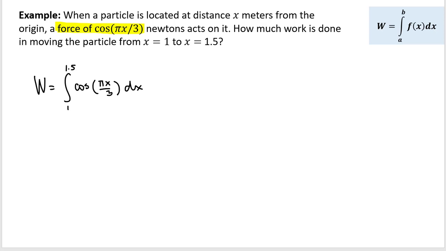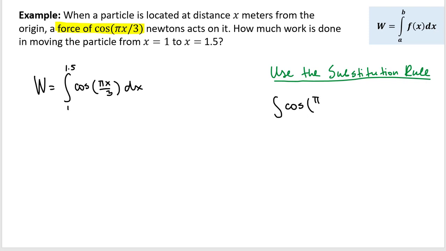As I can see, it's not a basic cosine function because its argument, or what's inside that cosine, is not just x, it's pi x over 3. So I'll need to use the substitution rule. I'll do it on the side. So I will apply this rule with no limits involved. So it's just the integral of cosine of pi x over 3 dx.